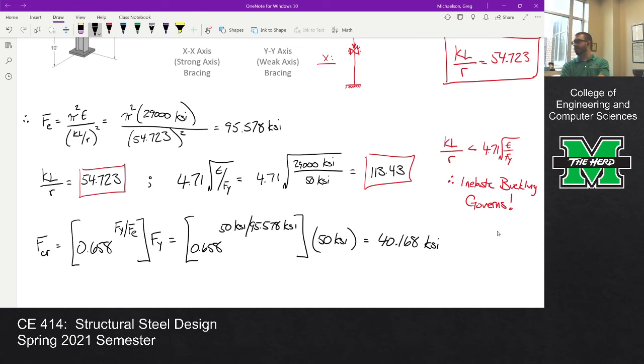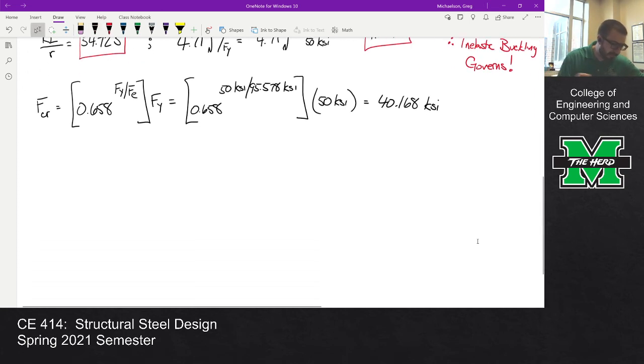One of the things I'll tell you, this is just Dr. Mike's tips and tricks. More often than not, you will use this one. You won't use the 0.877 FE. Most of the time in analysis and in design, particularly when you're selecting economical columns, they tend to be in the inelastic range because to select the lightest shape, you want that shape to have a lot of stress on it. So just something to keep in mind.